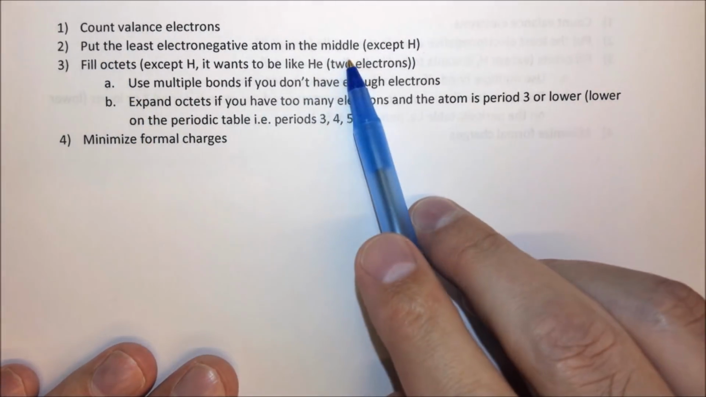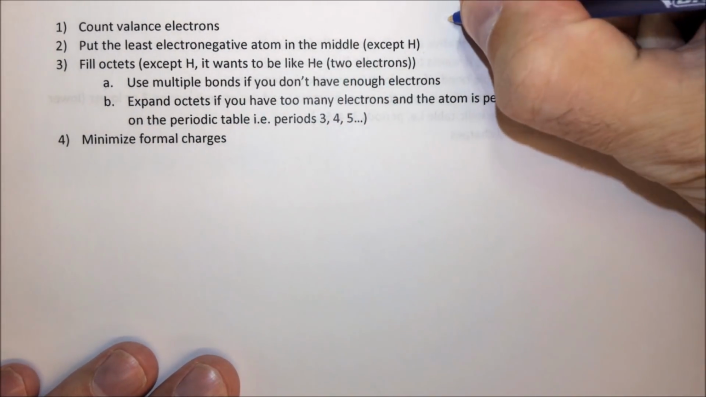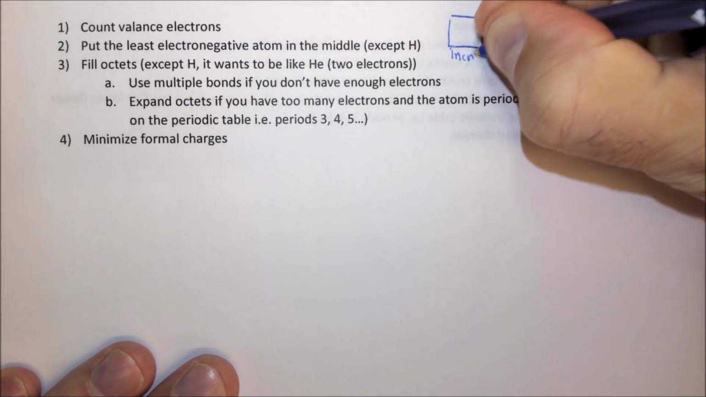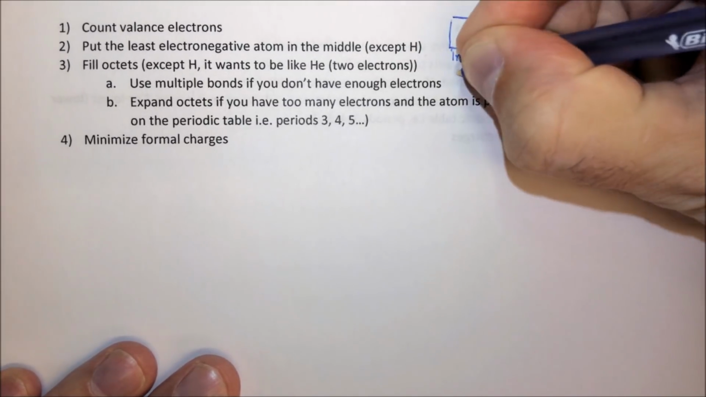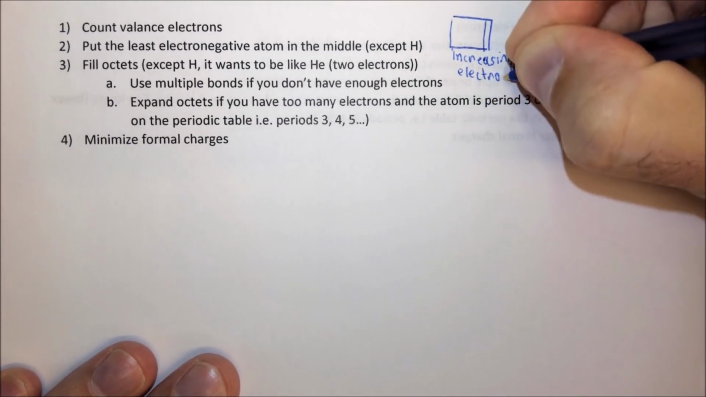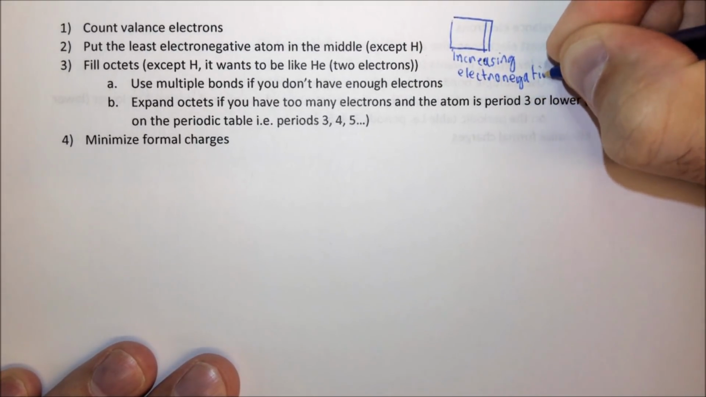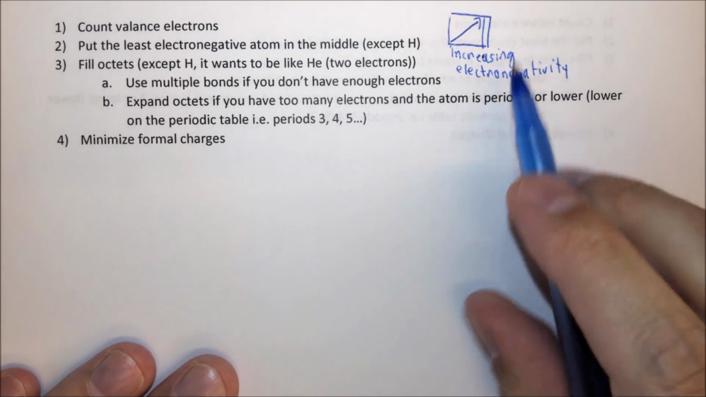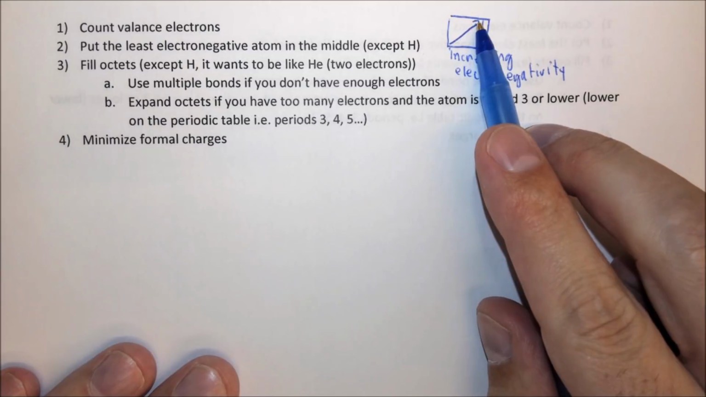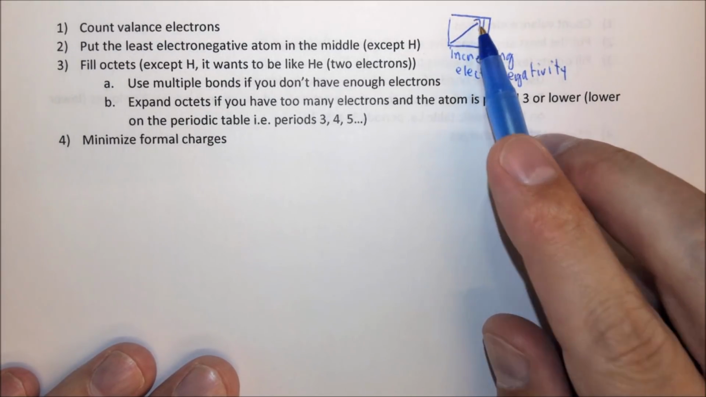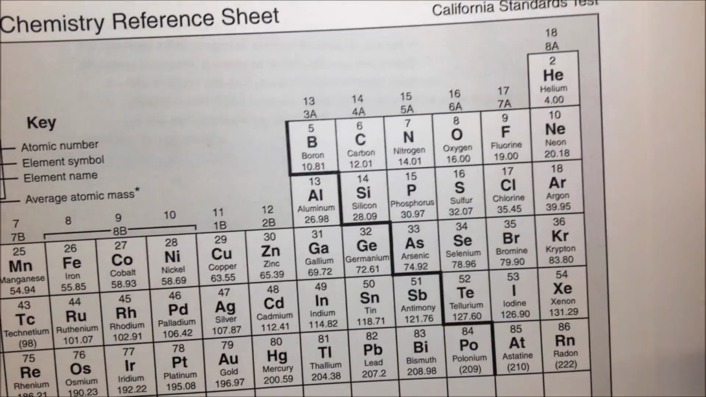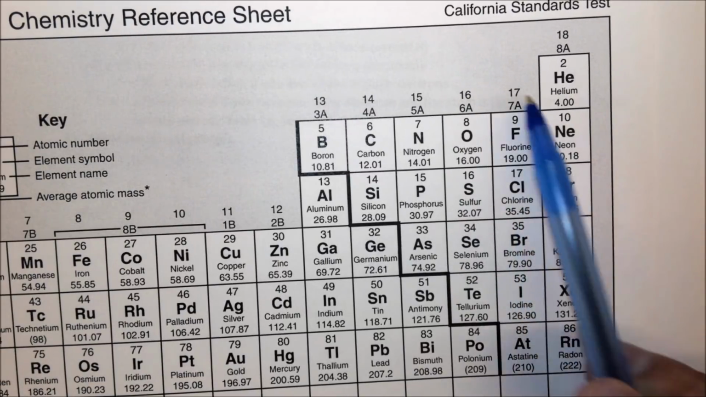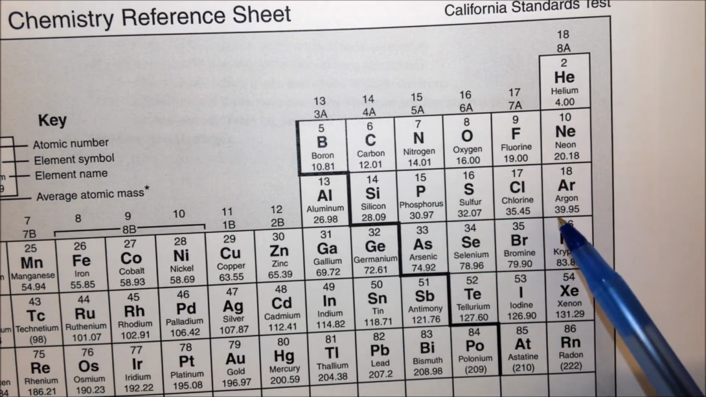Next, put the least electronegative atom in the middle. If you remember our trend for electronegativity, so if this is increasing electronegativity, the trend is up and to the right. Said another way, fluorine is the most electronegative atom, followed by oxygen, followed by chlorine. And if we look at it on a periodic table, fluorine is the most electronegative, followed by oxygen, followed by chlorine. So these are the most electronegative atoms.